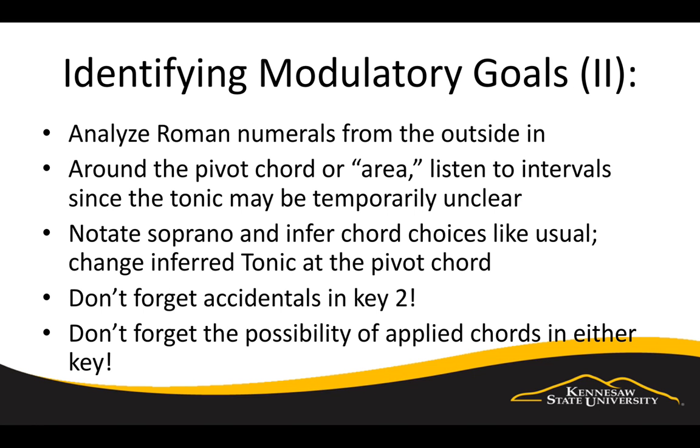This is the second part of identifying modulatory goals. So you want to analyze Roman numerals from the outside in. So start at the beginning of key 1, start at the end of key 2, and then work your way in. Around the pivot chord or area, remember that we can have more than one pivot chord. Listen to intervals, since the tonic may be temporarily unclear. Notate the soprano, that is the topmost line, and infer chord choices like usual. Change the inferred tonic at the pivot chord. So then you need to change over your solfege of how you're thinking at the pivot chord. Don't forget accidentals in key 2. And don't forget the possibility of applied chords in either key. Adding applied chords will show you have a much greater understanding of tonal harmony than just a straight up diatonic modulation.